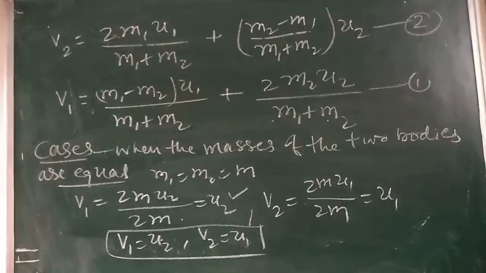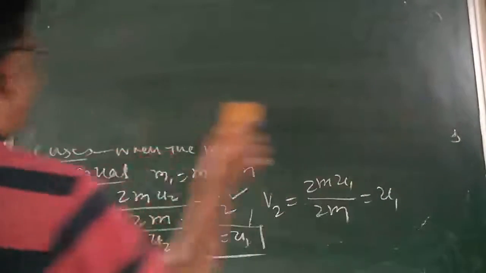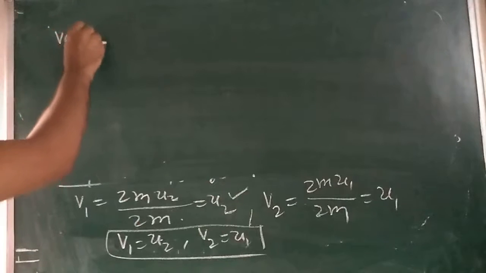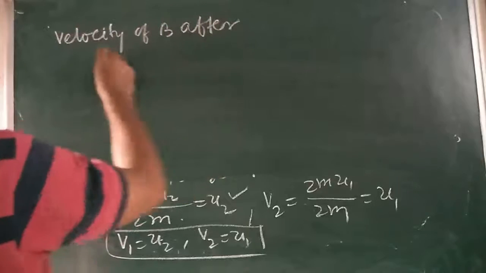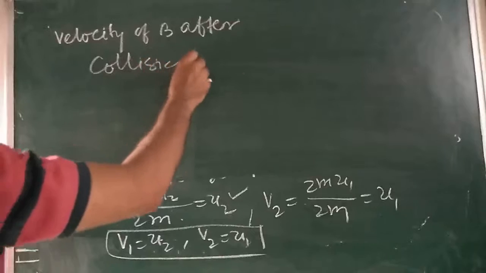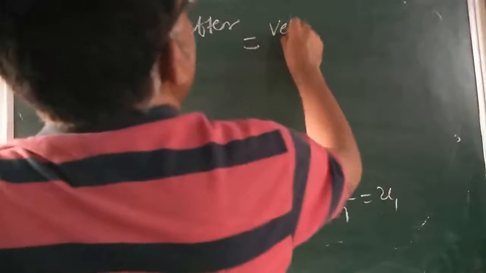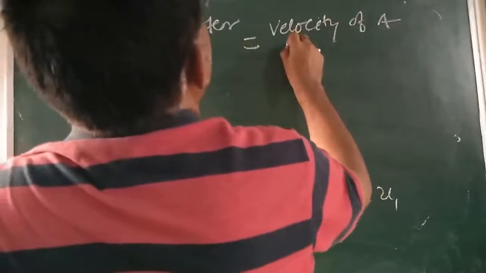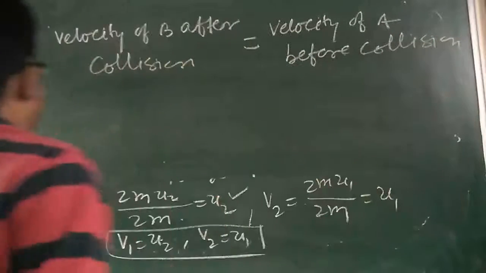What can I write here? Velocity of B after collision is equal to velocity of A before collision. Yes, so this is a very, very important result.